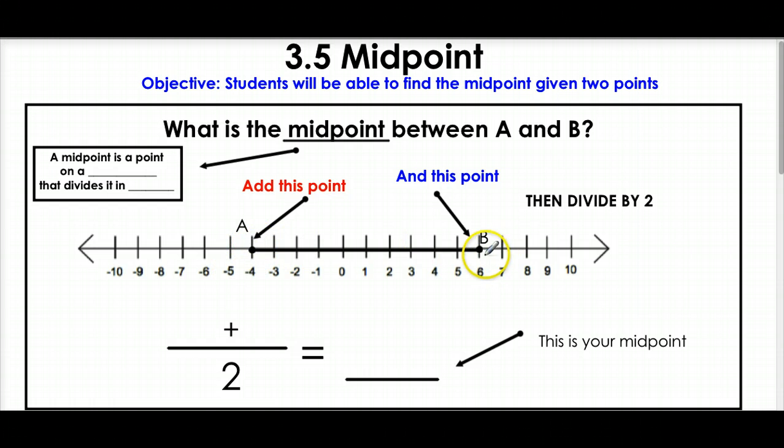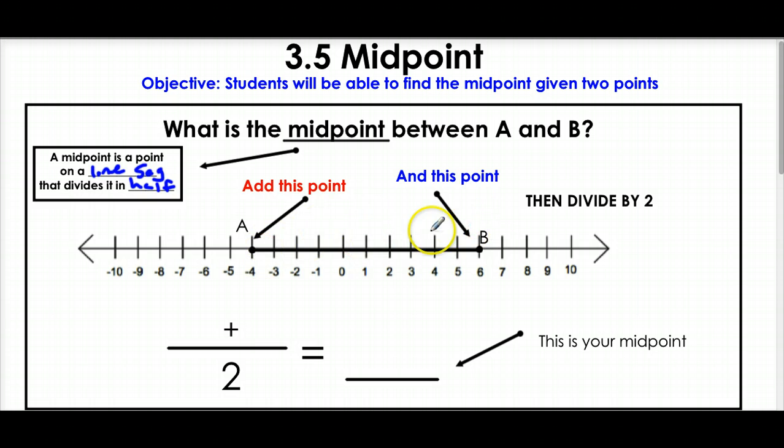Here and here. Now, we should probably remind ourselves what a midpoint is. So let's fill in this little definition over to the left. A midpoint is a point on a line segment, line seg, because I ran out of space, that divides it in half. That's it. It's just a point that's right in the middle, and it divides in half.